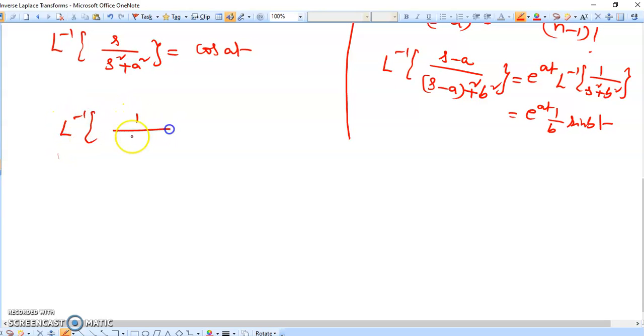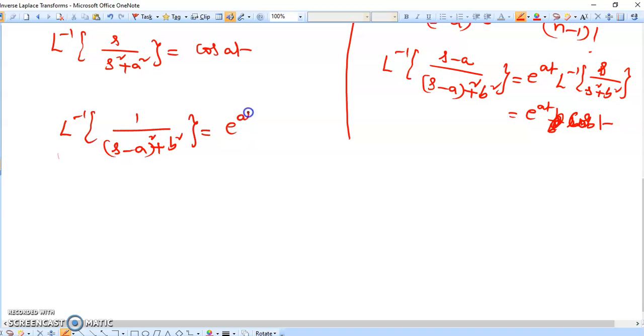L inverse of 1 by (s minus a) whole square plus b square. So this can be written as what? It is e power at, L inverse of s by s square plus a square, which can be written as cos bt. Now 1 by (s minus a) whole square plus b square. So what is the inverse Laplace transform here for this?